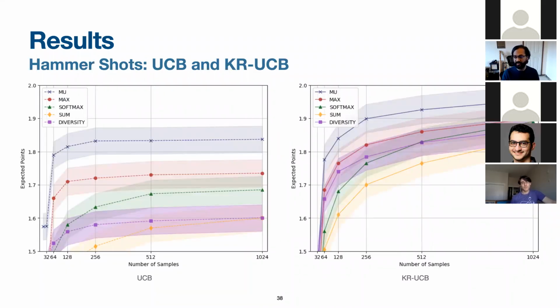In our second set of experiments, we actually compare against all the other objectives. In this case, for all the test cases, we ran UCB and KR-UCB on the actions generated by all the explicit candidate generators. For UCB, we see that marginal utility, represented by the blue line, performs significantly better than all the other candidate generators. The max actually comes close, but still is outperformed by marginal utility.